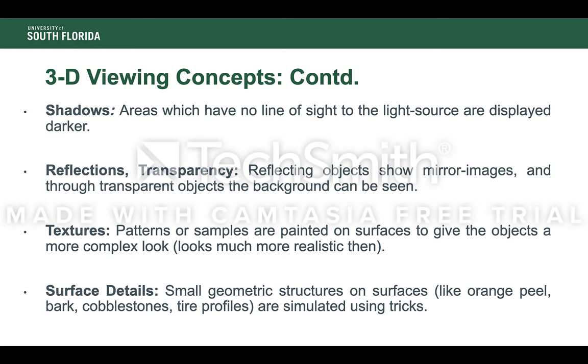As for shadows, the areas that have no light source or no line of sight are displayed darker. That's the basic definition of shadows. Reflections are where reflecting objects show mirror images. Transparent objects are those where you can see the background clearly. Textures are patterns or samples on the surfaces that give an object a more complex or realistic look, and surface details are small geometric structures on surfaces that are simulated using tricks, like orange peel, bark, cobblestones, or tire profiles.